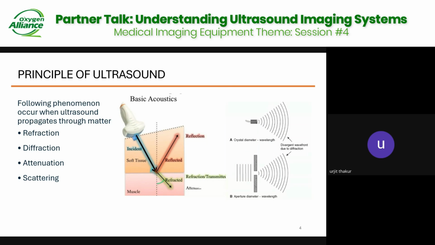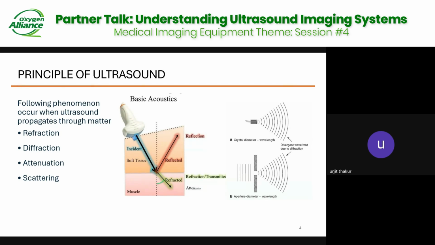Then you have attenuation, which occurs when the ultrasound passes through the organs and soft tissues. The amplitude of the ultrasound wave reduces. Basically, on the image, you have slight bright spots. The brightness depends on the value of the amplitude. The higher the amplitude, the higher the brightness. So that affects the brightness.